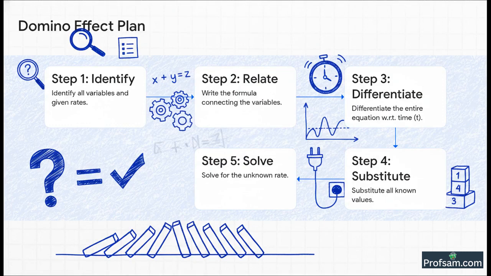This time, it's 5 steps. First, you list out everything you know. Second, you find the main formula. Now, the most important step is number 3. You differentiate the entire equation with respect to time, t. After that, you just plug in your numbers and solve.